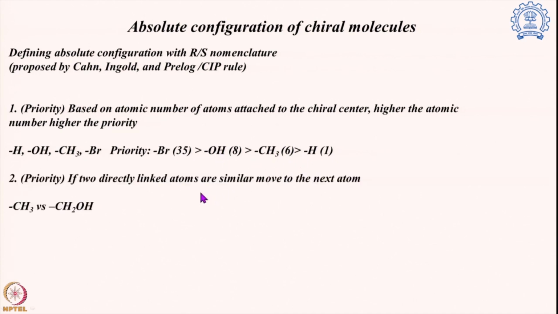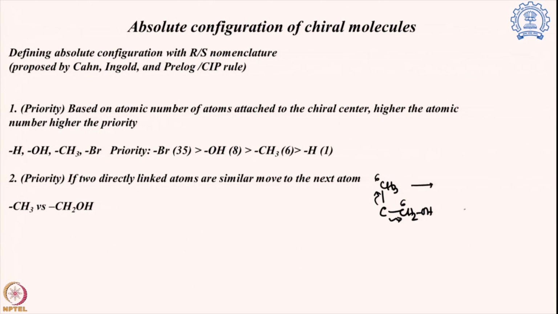If there are 2 different groups connected to it and both of them have similar atoms bound first, we should go to the next atom. So what does it mean? Now say I have a molecule where I have a CH3 group and a CH2OH group. Directly it is connected to both carbons, and both carbons have an atomic number of 6. So it is not possible to prioritize them at this position, so we will go to the next one.